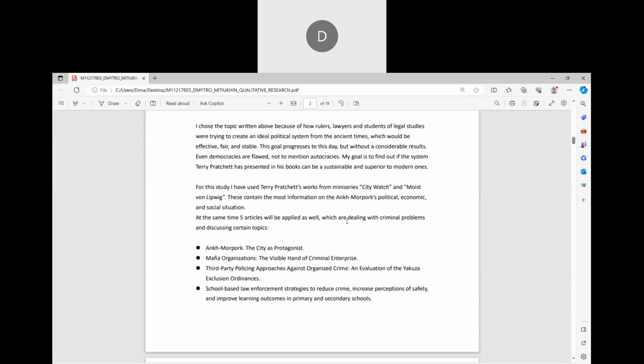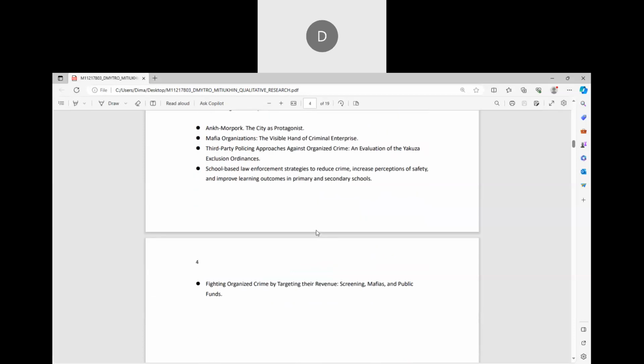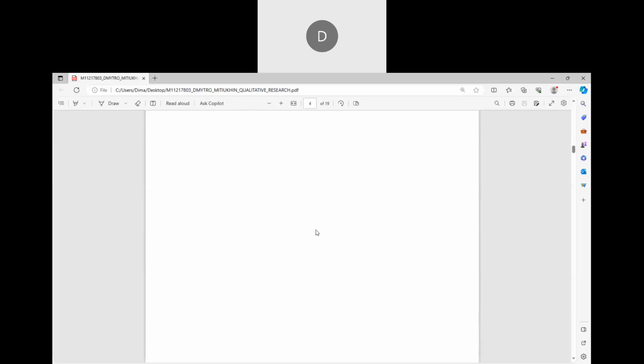And for this study, I will be using two mini-series inside the mega series of Terry Pratchett, called City Watch and Moist von Lipwig, because they contain the most information about the political, economic, and social situation in the city of Ankh-Morpork. And I will present 5 articles which will support or dissuade my claim. These articles are here. I will explain them more in the literature review.